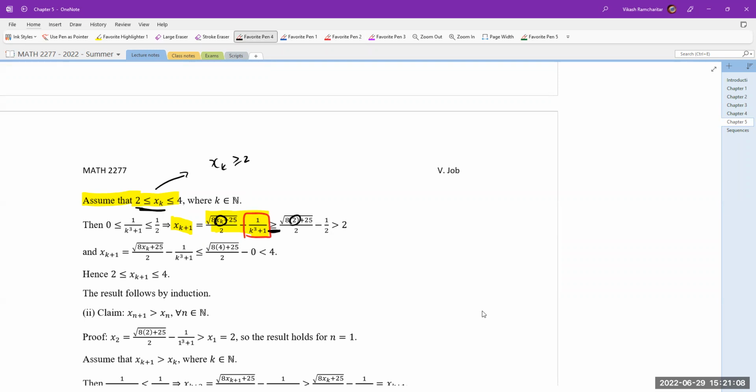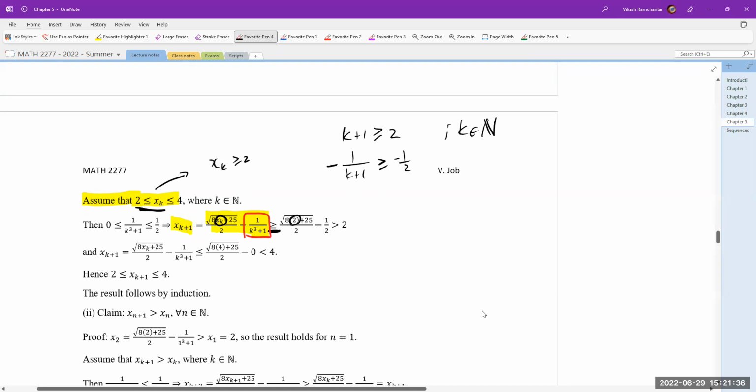What's a bound for this guy? Well, we know that k is a natural number, right? Therefore, k plus 1 is always bigger than or equal to 2. So if I do 1 over k plus 1, that's always less than or equal to 1 over 2. And if I put a minus on both sides, then I flip the sign. So we got a bound for this term. It's bigger than or equal to minus a half.